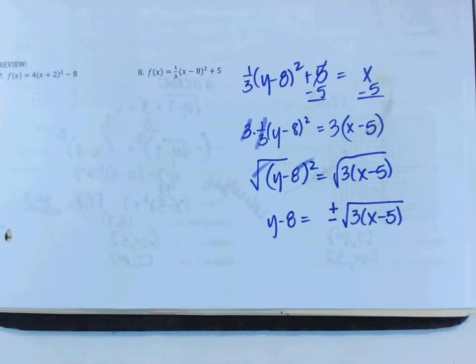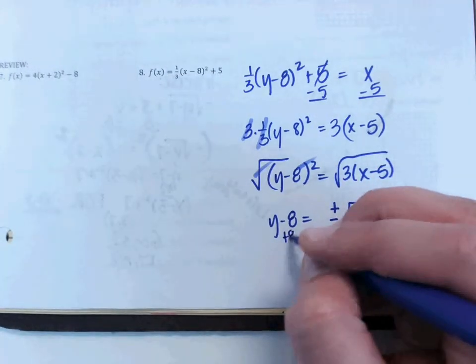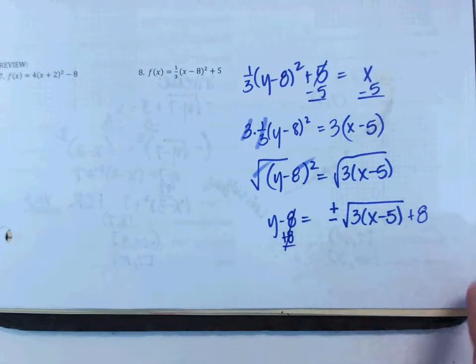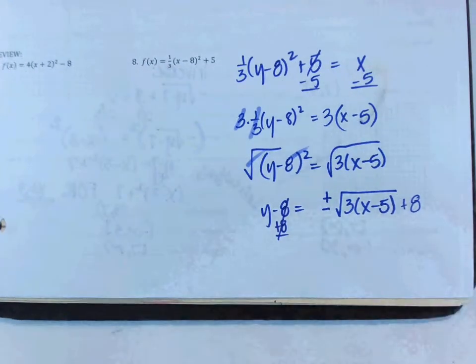And then to get rid of the minus 8, you're going to plus 8. And that'd be your answer. So plus or minus square root, 3 on the inside, x minus 5, and then a plus 8.